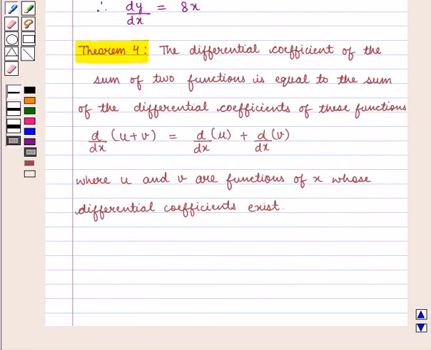The next theorem states that the differential coefficient of the sum of two functions is equal to the sum of the differential coefficients of these functions, that is d by dx of u plus v is equal to d by dx of u plus d by dx of v, where u and v are functions of x whose differential coefficients exist.